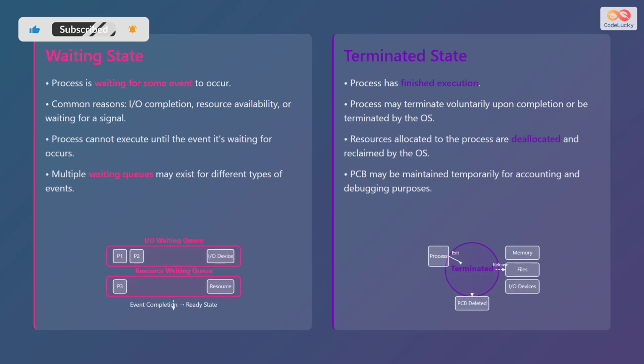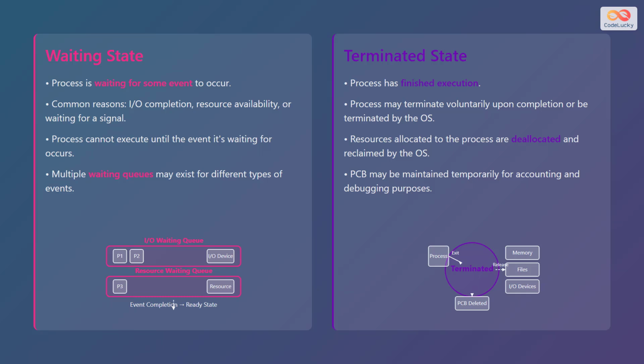Next, we have the waiting state. In the waiting state, the process is waiting for some event to occur, such as input and output completion, resource availability, or waiting for a signal. The process cannot execute until the event it's waiting for occurs. There may be multiple waiting queues for different types of events.